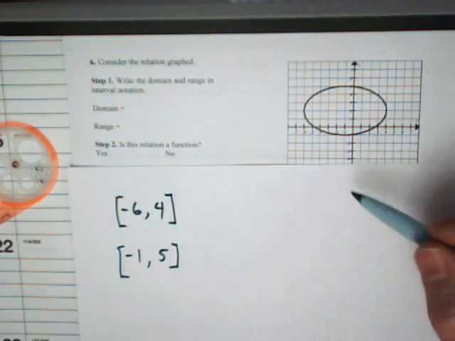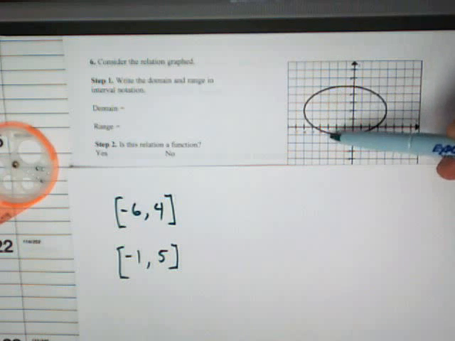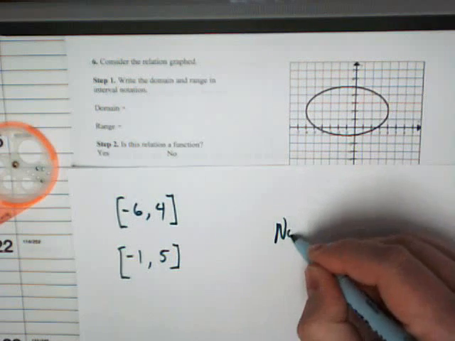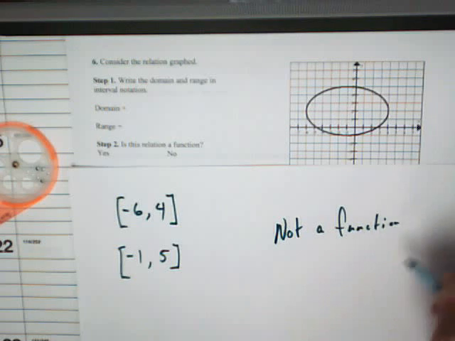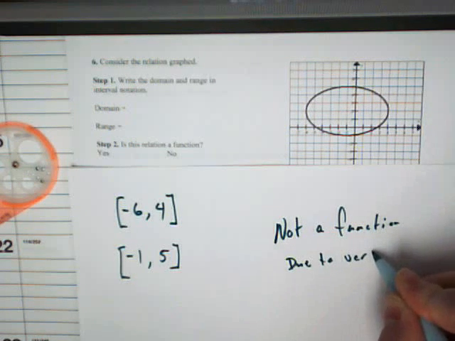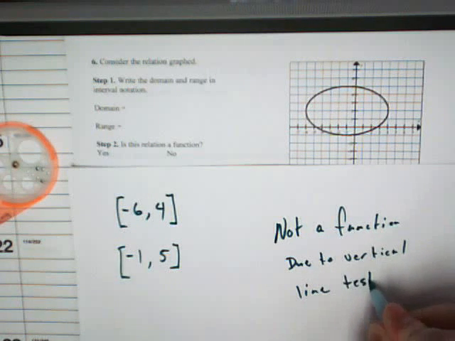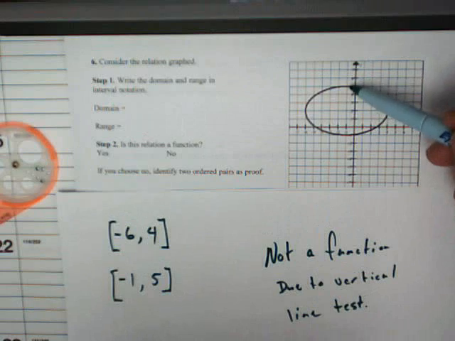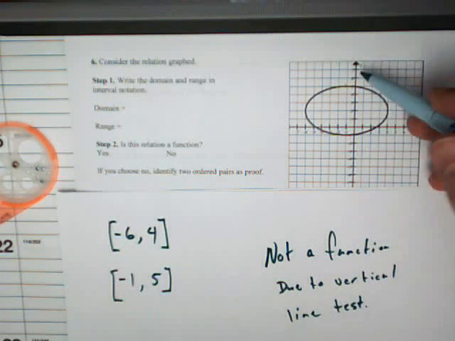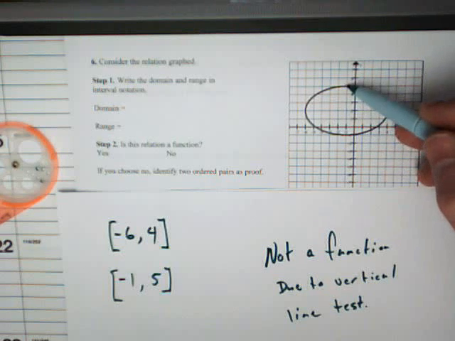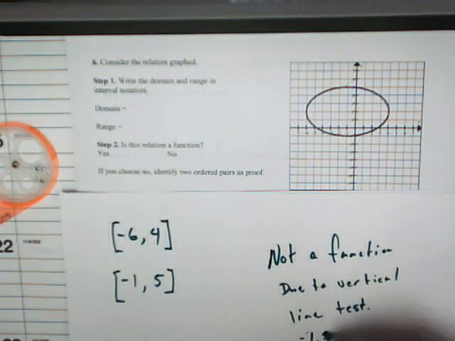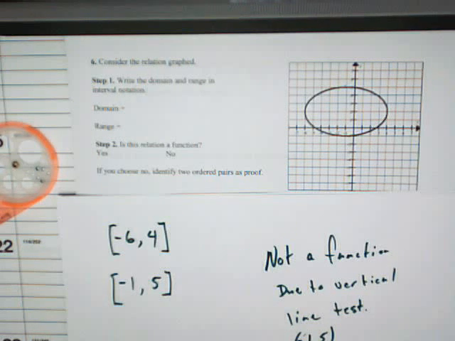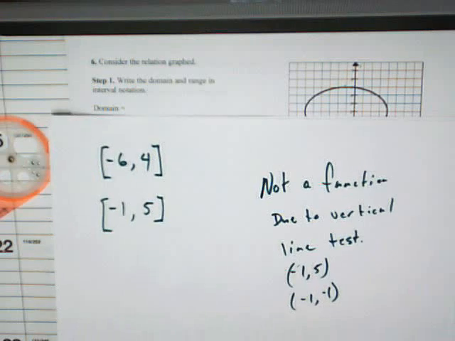Is it a function? No. There's a thing called a vertical line test. If you can draw a vertical line and it hits twice anywhere on here, it's not a function. So it's not a function due to the vertical line test. What would be 2 ordered pairs as proof? Right here would be 1, and then right here would be 1, because it hits twice. The ordered pairs for proof would be the 2 places it hits. So just the 2 points it hits. So it looks like -1, 5, and -1, -1. That looks like the 2 points there. Okay.